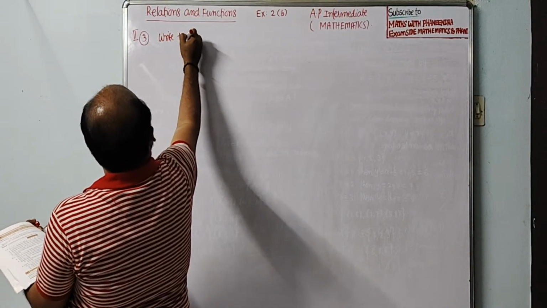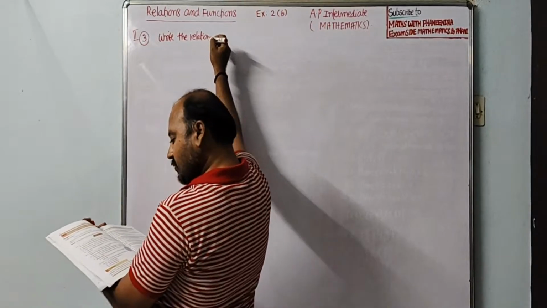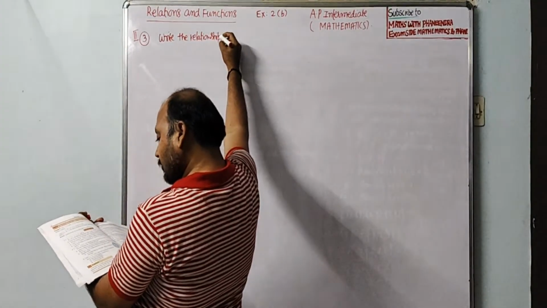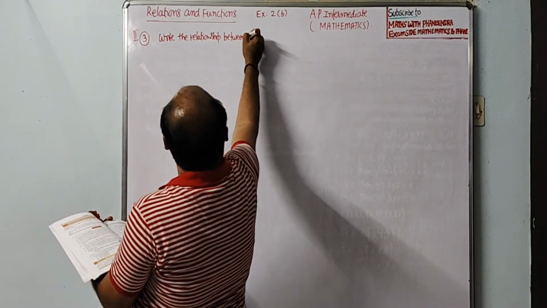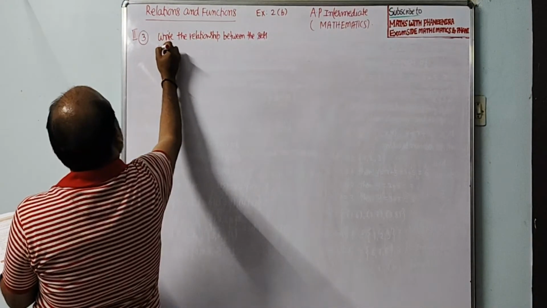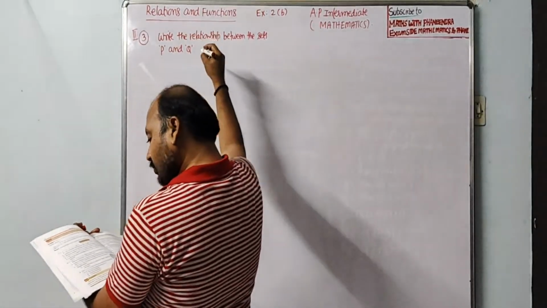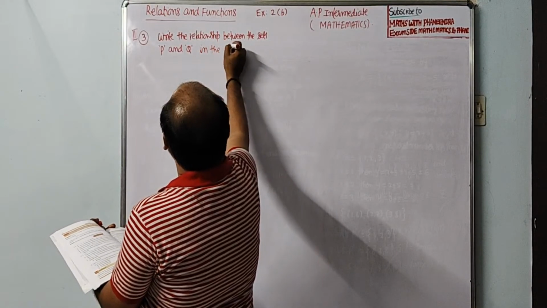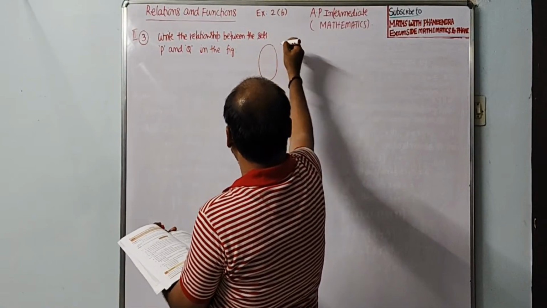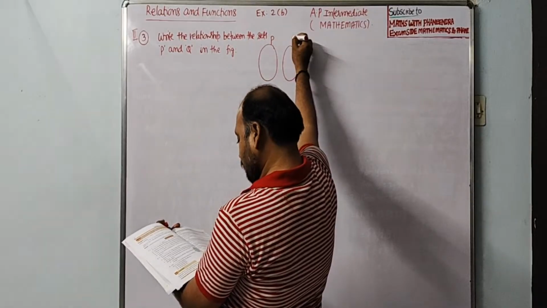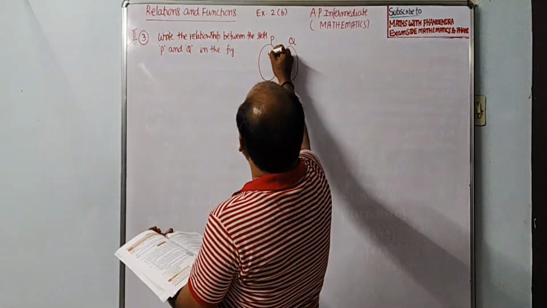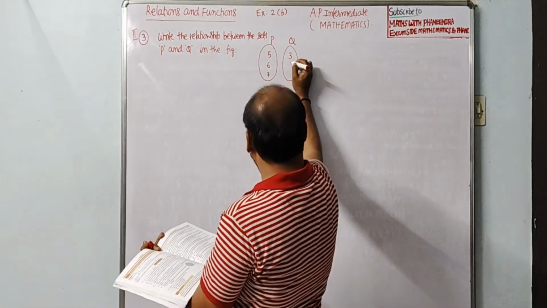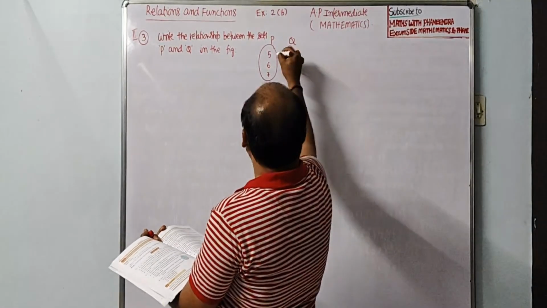Write the relation. Write the relationship between the sets P and Q. In the figure, this is P, this is Q. Here the element 5, element 6, element 7. Here 3, 4, 5. It relates like this.